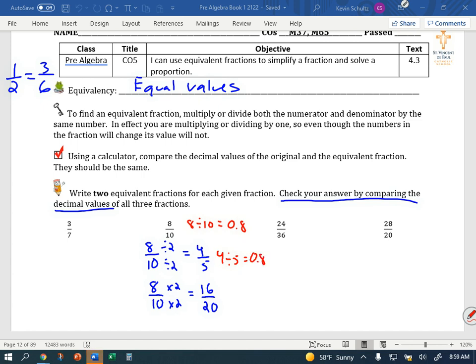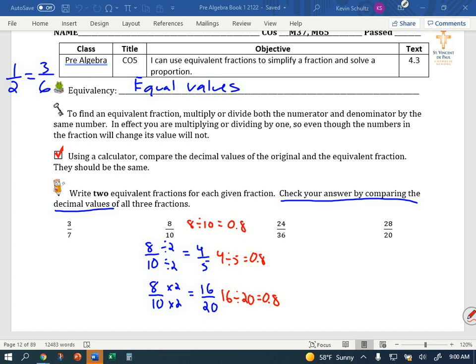Now you're going to go to 16/20. And you can probably predict what we're going to get when we take 16 divided by 20. 0.8. Well, there's no 16 button. You have to press 1 and then 6. No, we're verifying that our two equivalent fractions match the same value as our one.